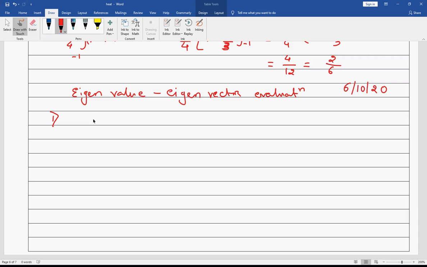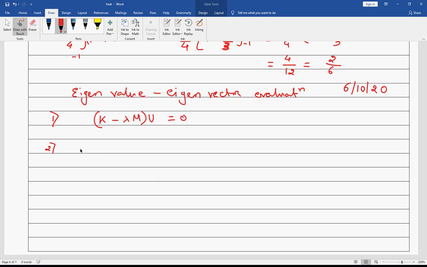So first step is (K minus lambda M) into u, where u is displacement, is equal to 0. So this is the formulation for the eigenvalue eigenvector problem, and this is what we have to remember. We have to form the global stiffness matrix, then minus lambda times the global mass matrix, into displacement, is equal to 0.